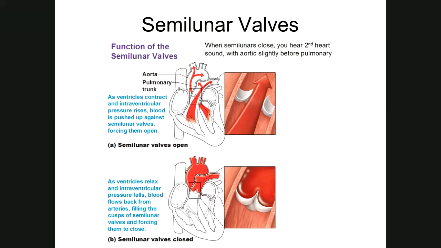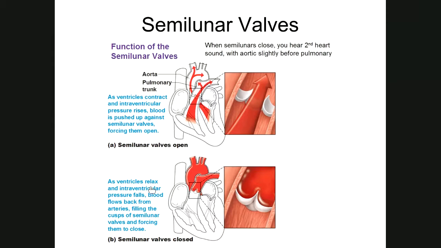Now over here it says function of the semilunar valves. As ventricles contract and intraventricular pressure rises, blood is pushed up against semilunar valves, forcing them to open. So the right ventricle and the left ventricle are both going to contract, and the force is greater by the contraction of those 2 ventricles than the blood pressure in the aorta and the pulmonary trunk. So those valves are going to open.